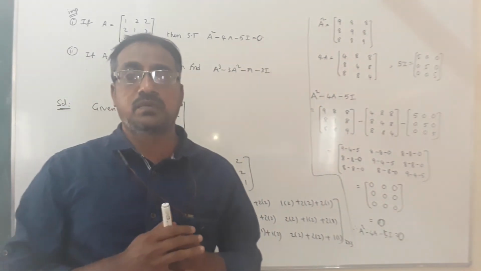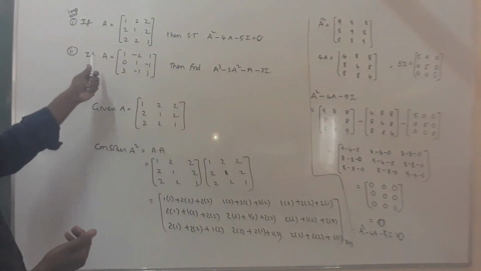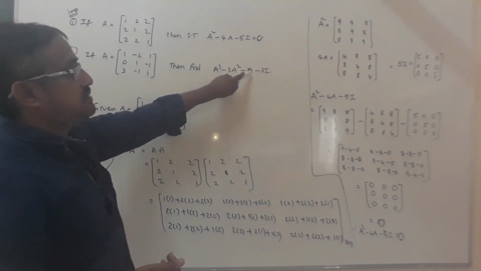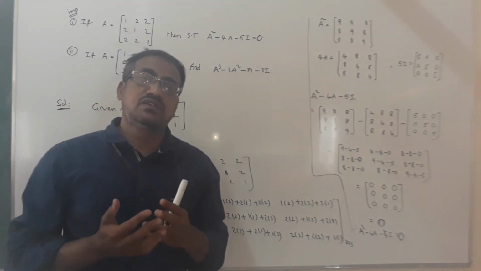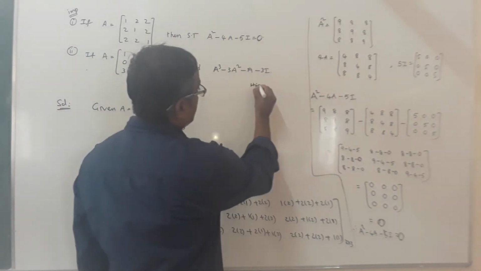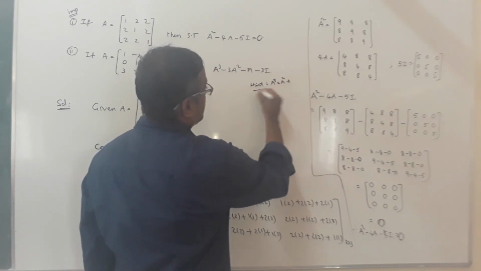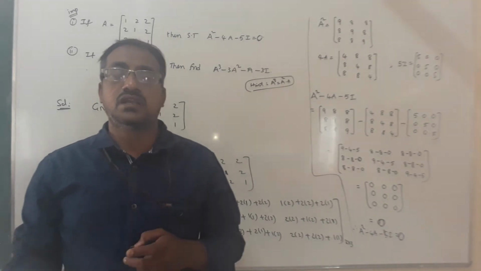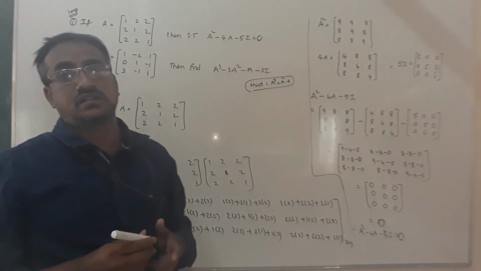Very important problem. Similarly, you can do this problem as a homework. Here they have asked to find A cube minus 3A square minus A minus 3I. So to find A cube, first you have to find A square. I will give you a hint for this problem. A cube can be written as A square into A. So first you have to find A square, further A cube, and substitute all those matrices in the equation. That is your homework.